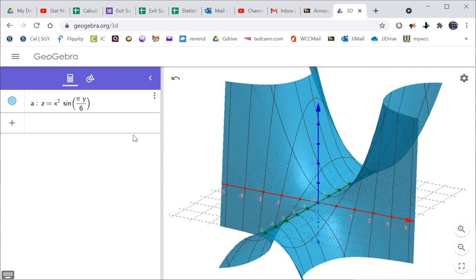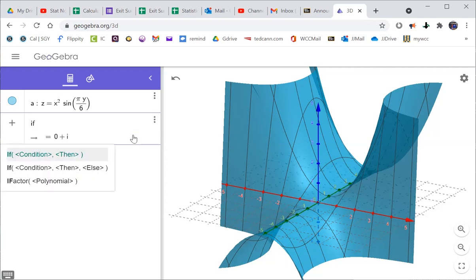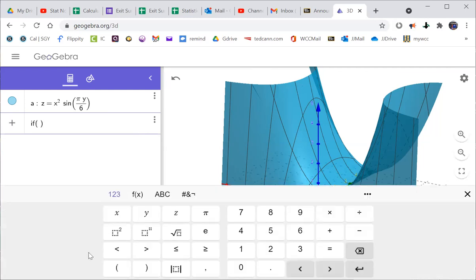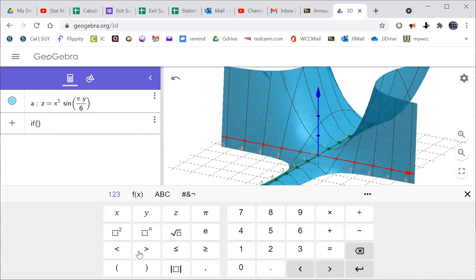Okay. So if, open parens, put in your conditions, which in this case are x bounds and y bounds. All right, so for this, I'm going to actually use the keyboard. So if I would say they gave us 0 is less than or equal to x, which is less than or equal to 6.